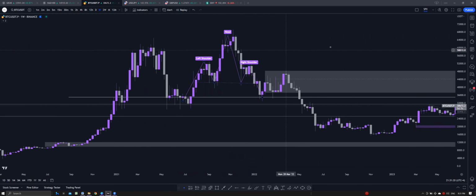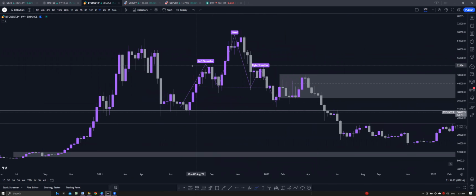right? And you see how this is your left shoulder there, your head and your right shoulder. And usually the left and the right shoulder are aligned. It doesn't have to be perfectly aligned. Sometimes the right shoulder could be a little bit up. That's completely fine.